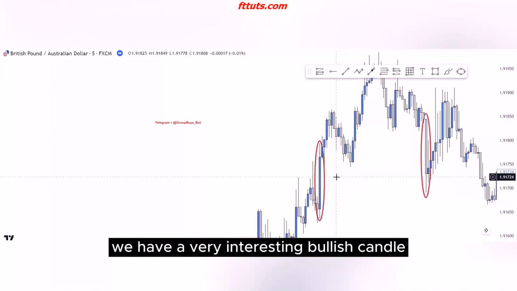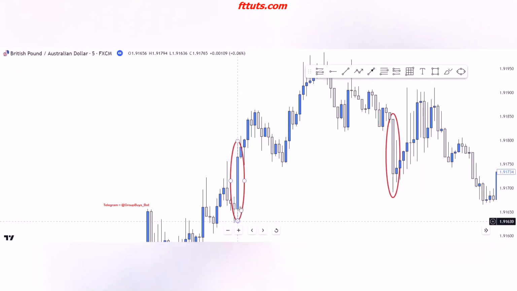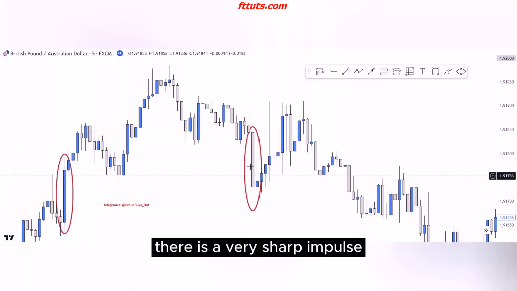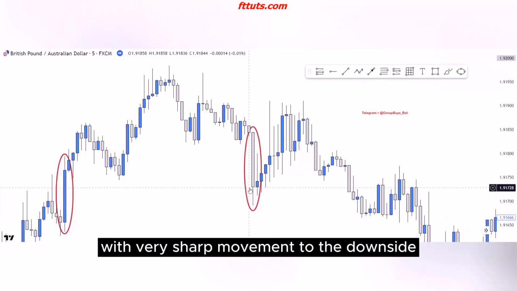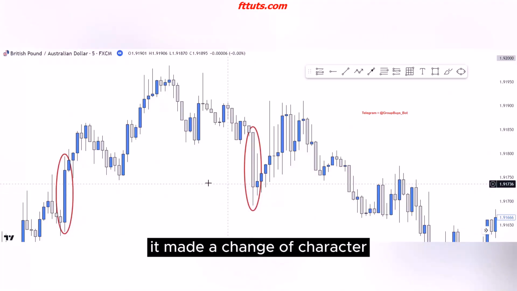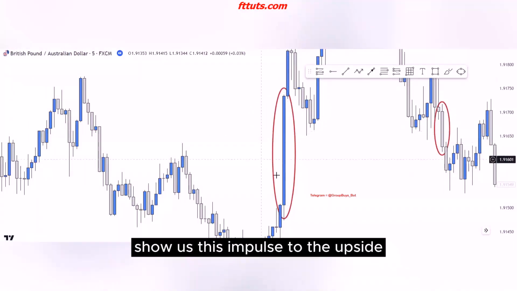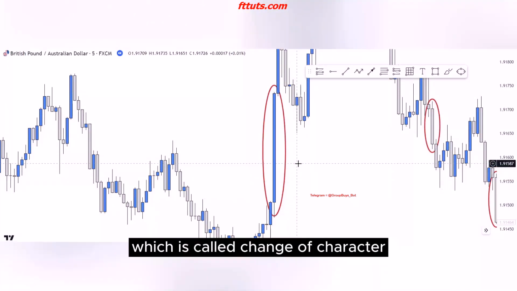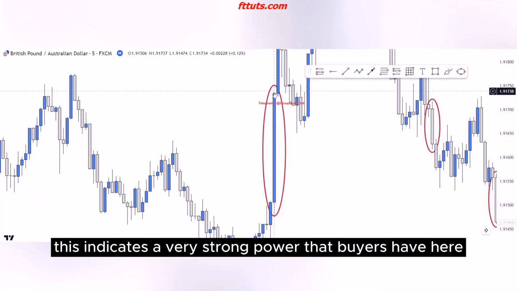In this example, we have a very interesting bullish candle. As you can see, this candle has very large wicks. This shows us a little war between the sellers and buyers. And here, as you can see in this candle, there is a very sharp impulse. You can see it by how this candle started with a very sharp movement to the downside. It made a change of character. Of course, this massive candle shows us this impulse to the upside. This sharp bullish movement broke the structure, which is called change of character. You can see that it has very small wicks here. This indicates the very strong power that buyers have here.